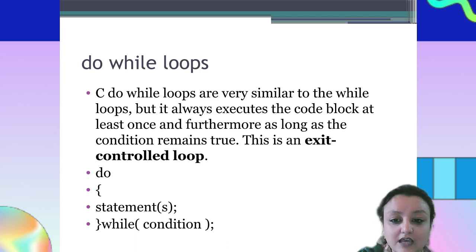This is an exit control loop. So while was the entry control loop, but do while is the exit control loop because it is controlling the exit. It is not controlling the entry of it. Okay. So do, curly braces open, statements, then curly braces close and the while, and then the condition, whatever condition. So this is very important. A major difference between while and do while loop is that while is the entry control loop and do while is the exit control loop.